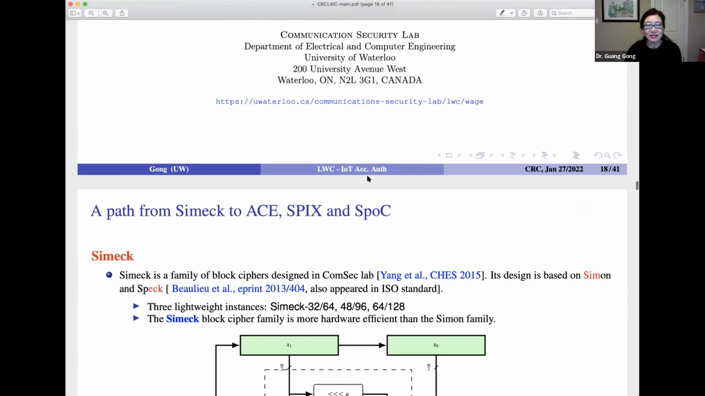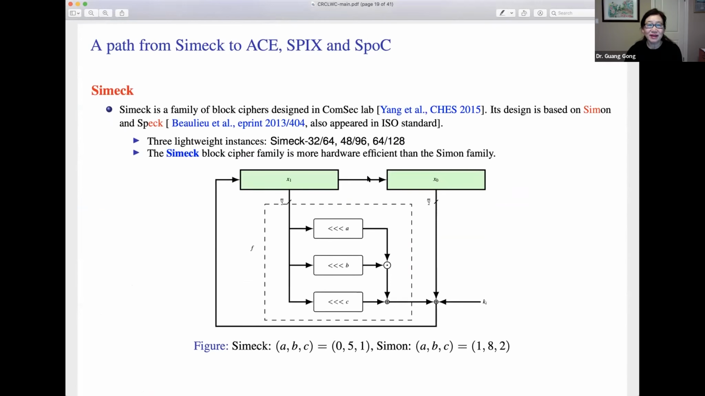Let us look at the mathematical structure of those ciphers. As I mentioned, ACE, Spix, and SpoC basically use similar mathematical structures, a structure called the nonlinear feedback shift register structure. Each register here holds a bit. For example, Simon and Speck were designed by a group of researchers from the NSA in the United States and published in 2013. However, this structure is not new. Like DES, the first encryption cipher standardized by NIST in 1976, has this structure.